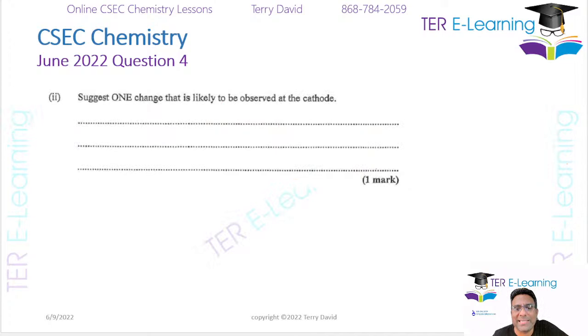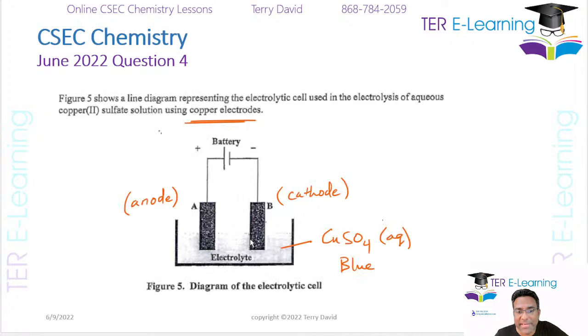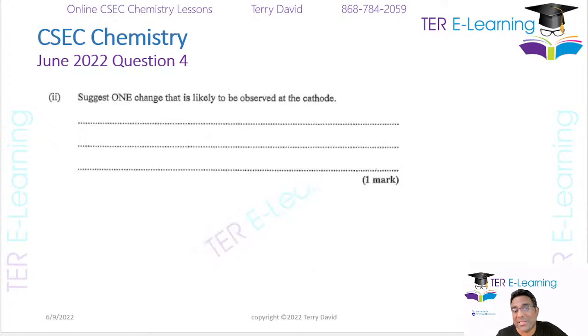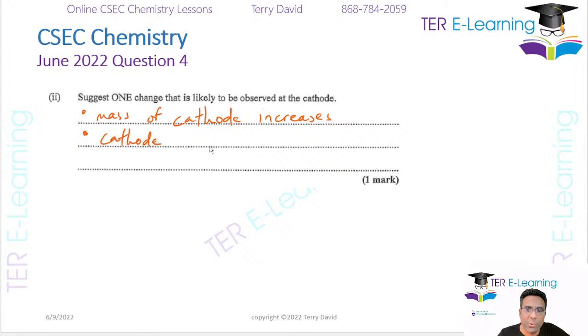So just one change that is likely to be observed at the cathode, right? So remember, in this particular, let's go back to the diagram. I always draw the diagram, I try not to guess. So what's happening here is that in the electrolyte here, your Cu2+ ions are going to migrate and they're going to deposit around this here. So one change is that you're going to see copper, or you can say the mass of the cathode increases, right? So the mass of cathode increases. So that's one possible answer. The other answer could be copper, or you could say the cathode is coated with copper. Right? So you can say that there. That's fine.